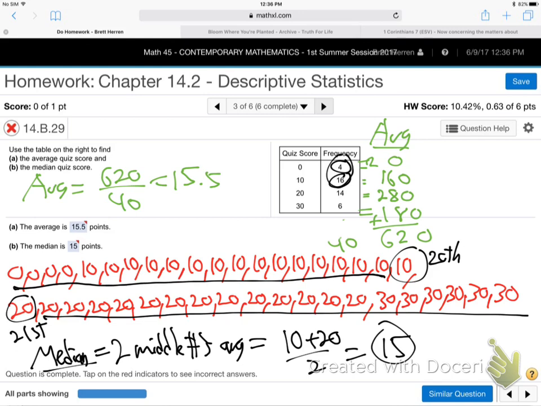We good there? Am I going too quick? Does that make sense? On that, 15 numbers. All's well? 15 is the median. All right.